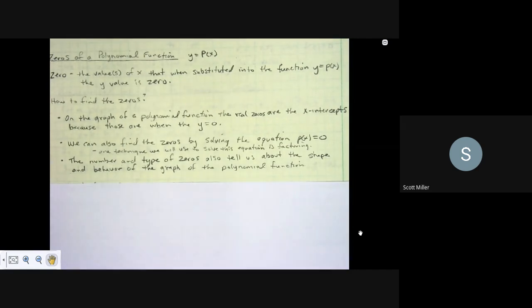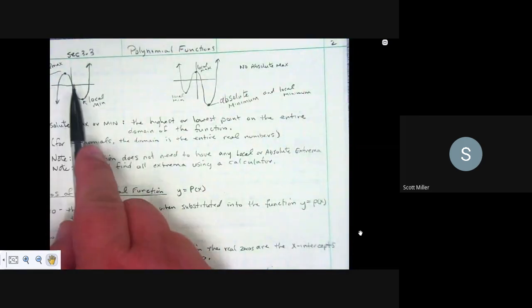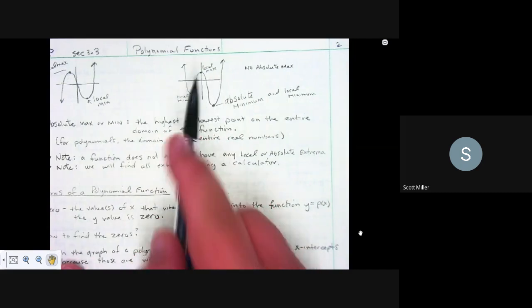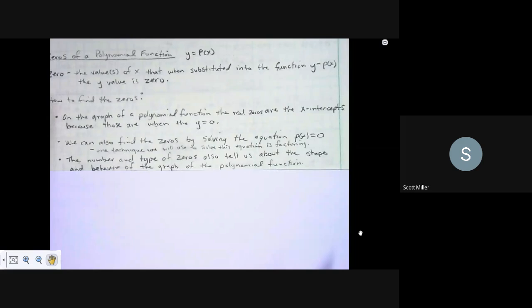So on the graph of a polynomial function, the real zeros are the x-intercepts, because those are where the y value is equal to 0. When the graph touches the x-axis, the y is a 0 value. So these points right here would be considered the zeros of a polynomial that looks like that. This one has 4. There are 4 zeros for that one. Okay, so we're going to learn how to find those.